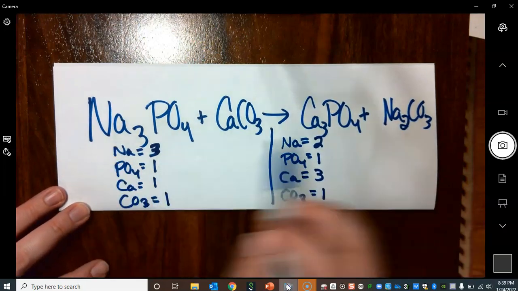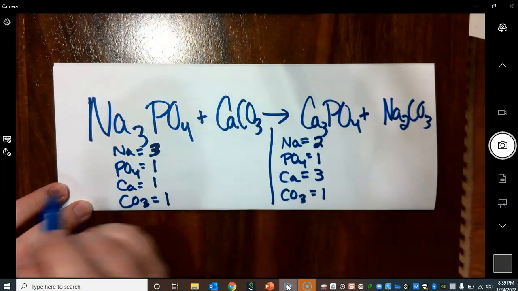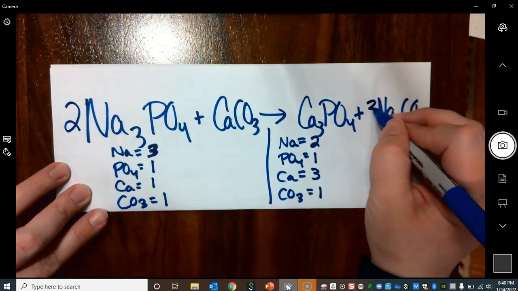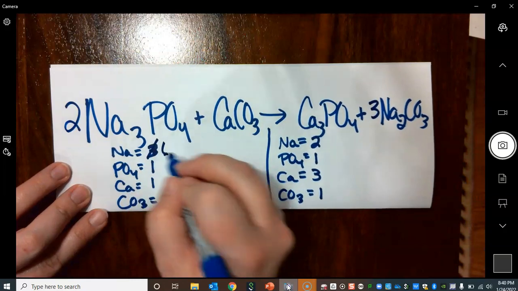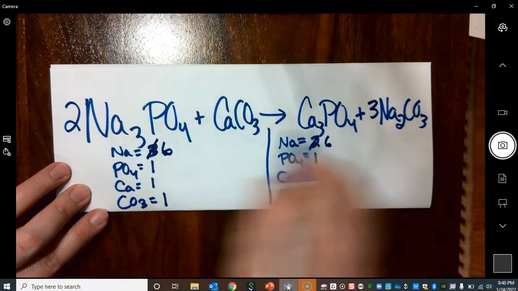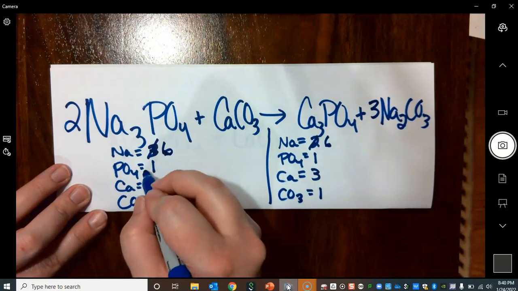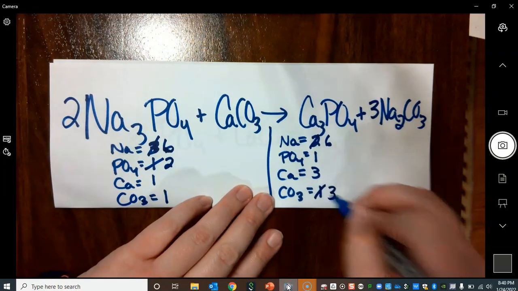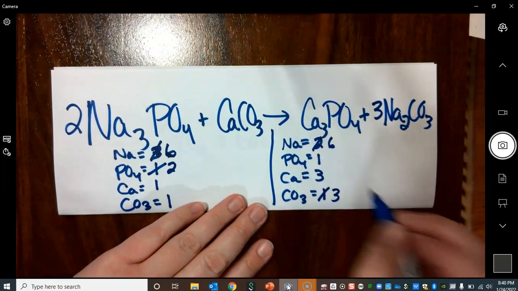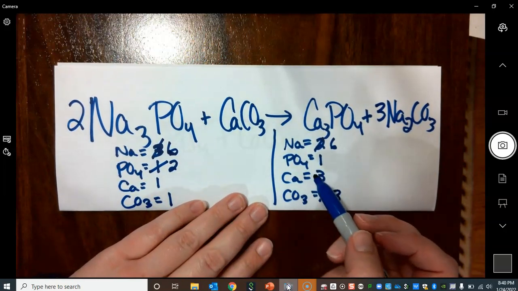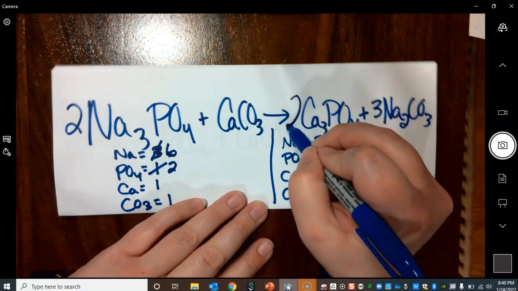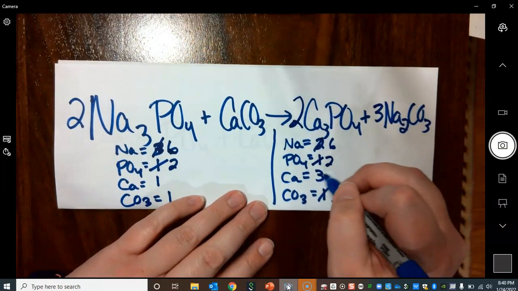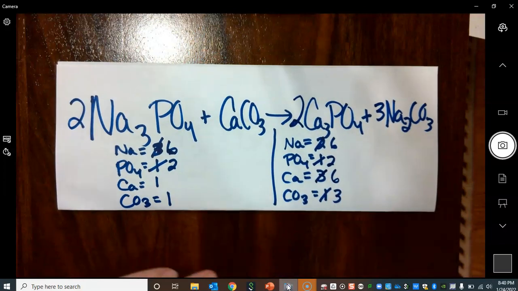Now again, I'm going to have to do that least common multiple thing because I have 3 here and 2 here. So I'm going to put a 2 here and a 3 here to give me 6 sodiums on each side. Now that also changes the number of phosphates, so I now have 2. And over here I have 3 carbonates. Okay, so I can just balance phosphate next, why not? So I'm going to put a 2 here to give me 2 phosphates. That's also going to mean that I now have 6 calciums.